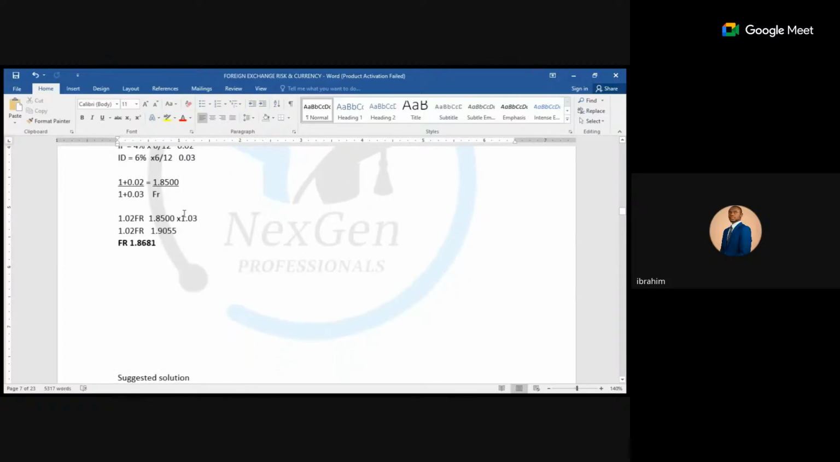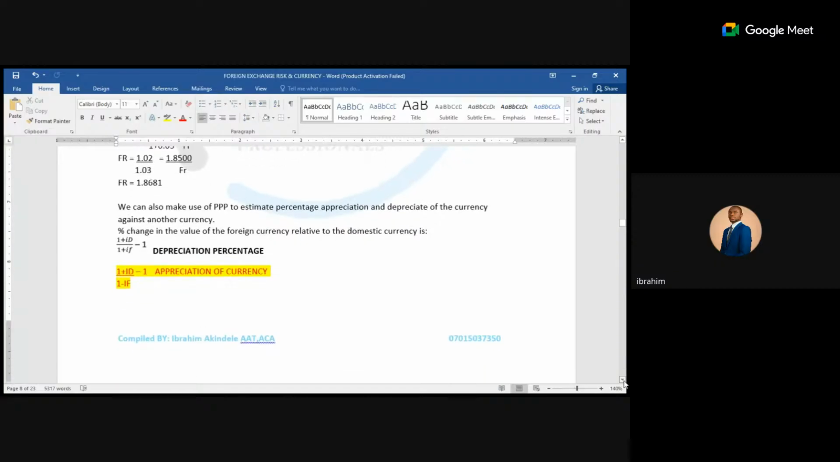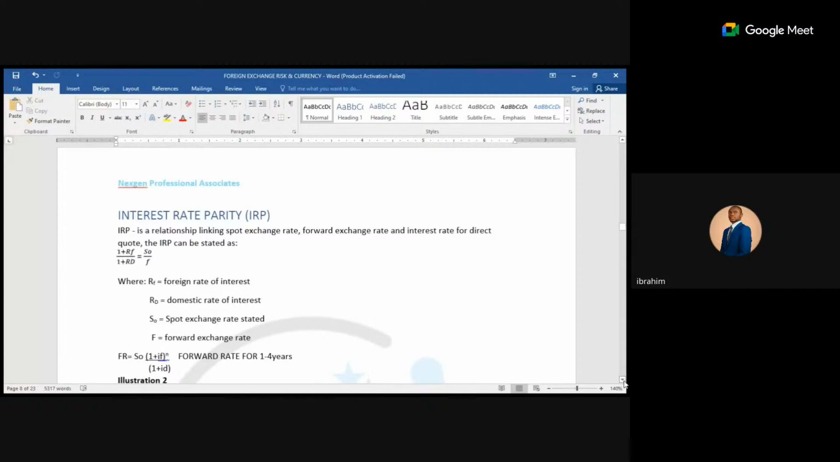So I equally explained the interest rate parity. No, I explained the depreciation, the formula for calculating depreciation of a currency, before we move to the interest rate parity. So in our next class, we'll look at illustration 2, illustration 3, illustration 4. I think I have up to illustration 4 under this before we move to international investment.